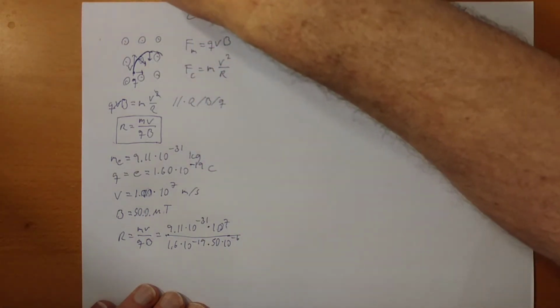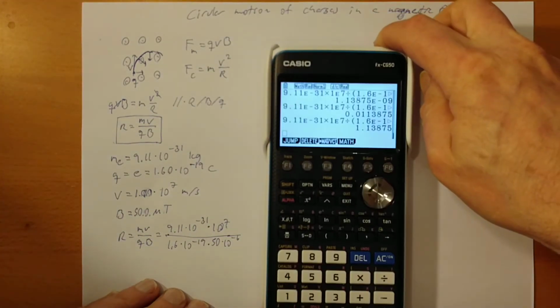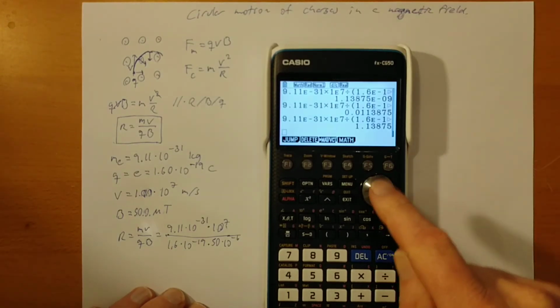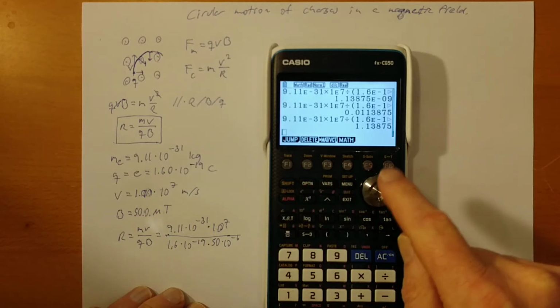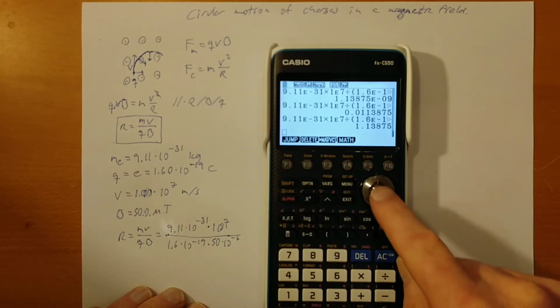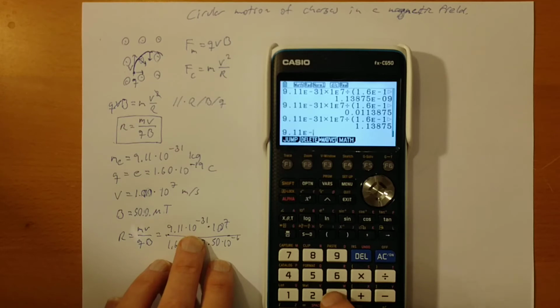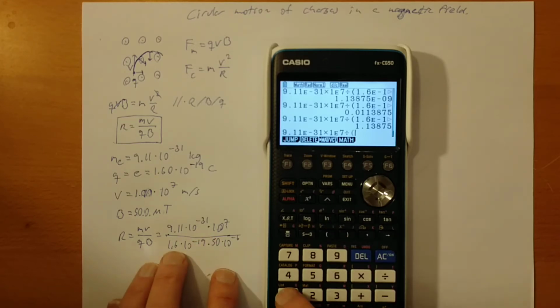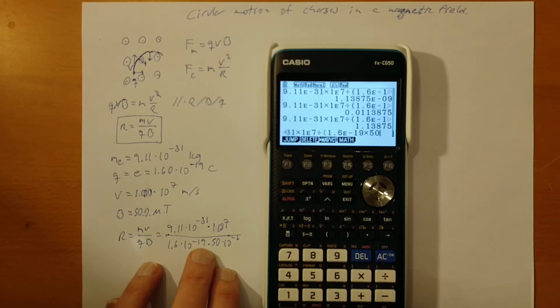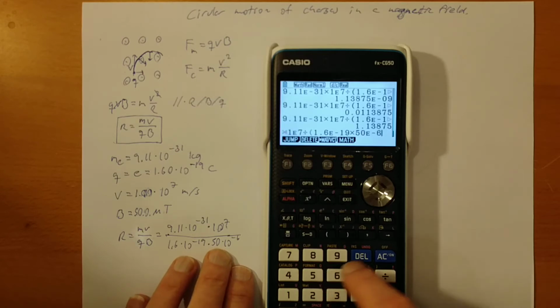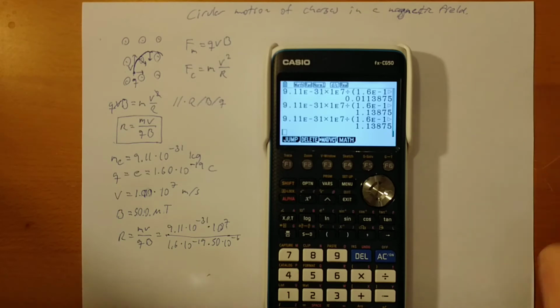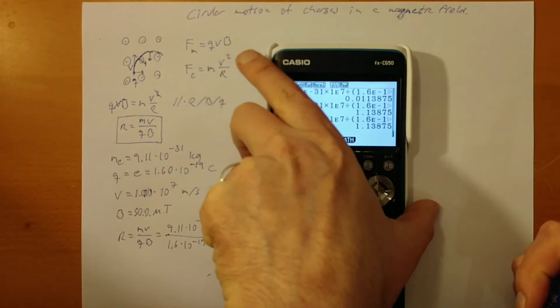So, calculator. I will take our calculator and we do a little bit of calculation. Okay, 9.11 e minus 31, right, times 1 e7 divided by bracket 1.6 e minus 19 times 50 e minus 6 in bracket, and we find a radius of about 1.14 meters.